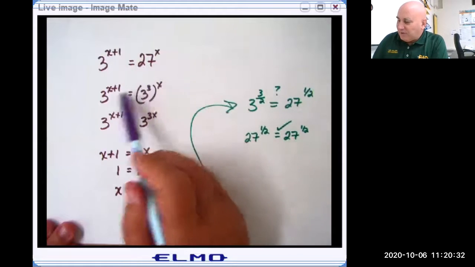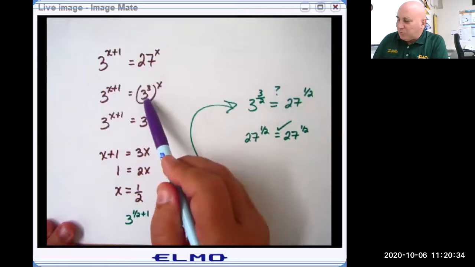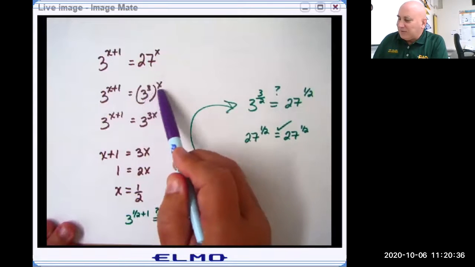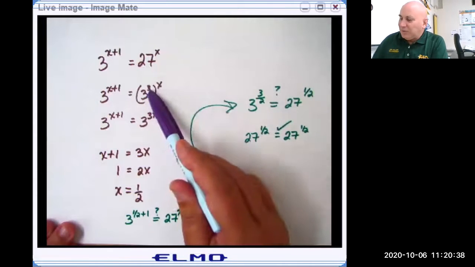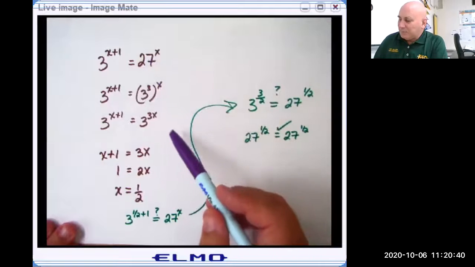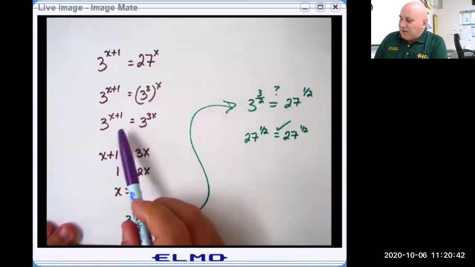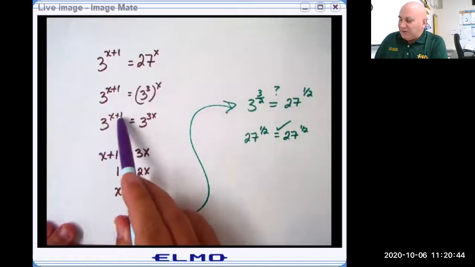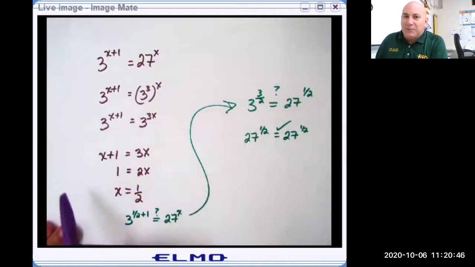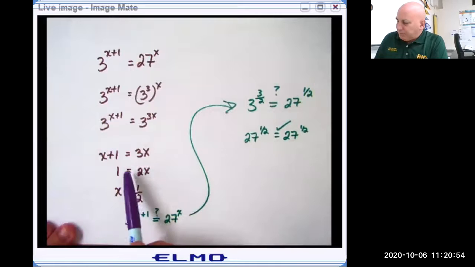And sure enough, this is a base of 3. We can rewrite this side as a base of 3 because 3 to the 3rd power is 27. Again, because they're one to one, this exponent must equal this exponent. But what we're really doing is taking the log base 3 of both sides. Don't tell anyone. Set the two exponents equal to each other and solve.